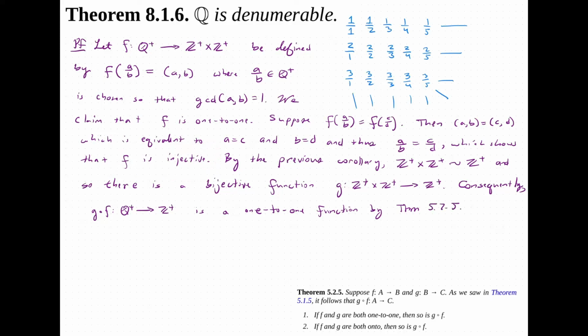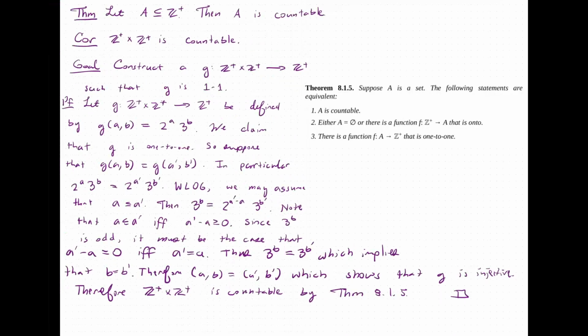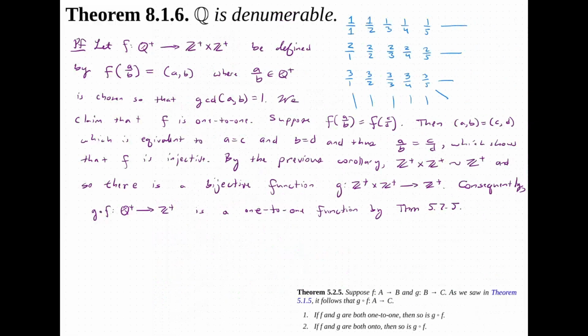Now, we have a one-to-one function. Now we apply theorem 815. Since we have now a function from the positive rational numbers to the positive integers that is one-to-one, we get that the positive rational numbers are countable. So by theorem 815, the positive rational numbers are countable.